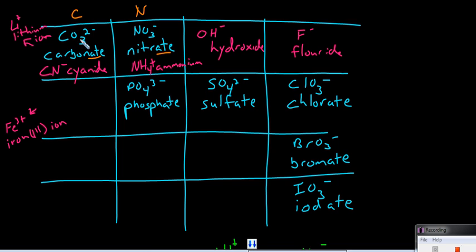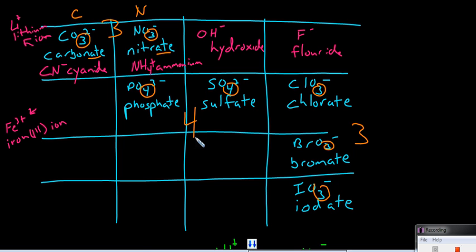For example, all of the -ates except two have three oxygens in them. The only two that do not have three oxygens in them are phosphate and sulfate. So we have three oxygens here, and we have four oxygens here.